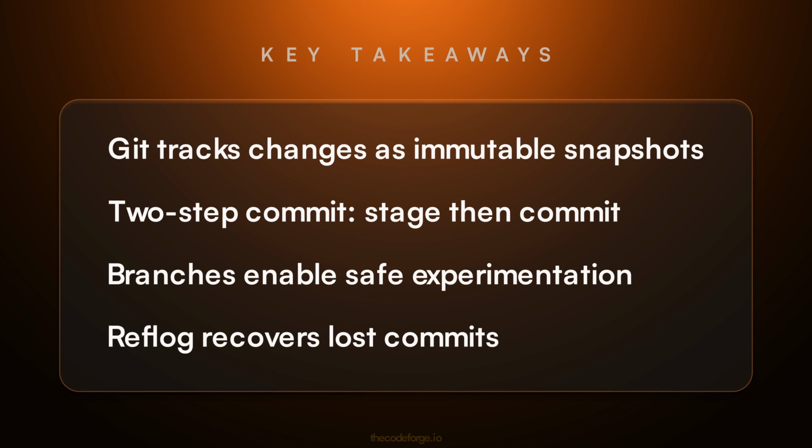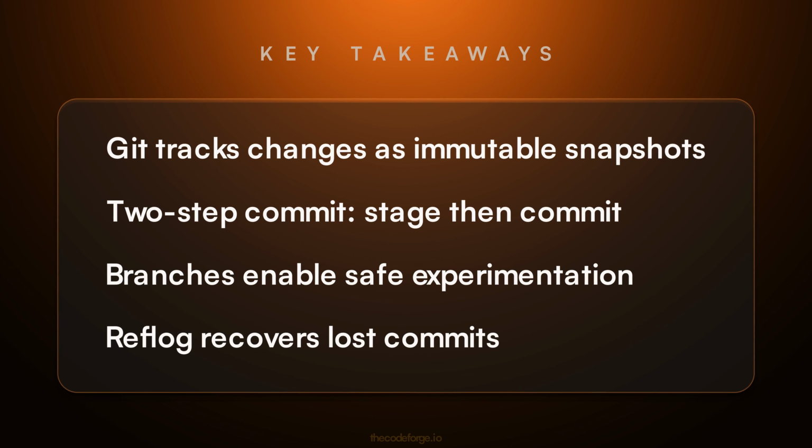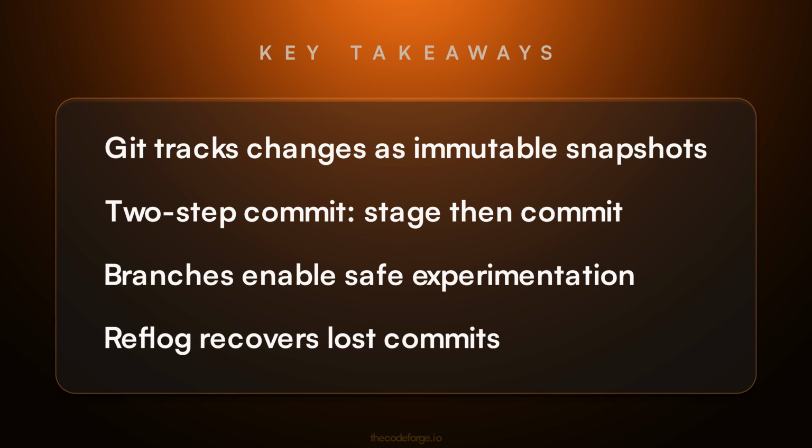To recap, Git is a distributed version control system that tracks changes as immutable snapshots. Use the two-step commit process for precision. Branches let you experiment safely. The reflog is your safety net. Never force push to shared branches. And GitOps brings version control to infrastructure.